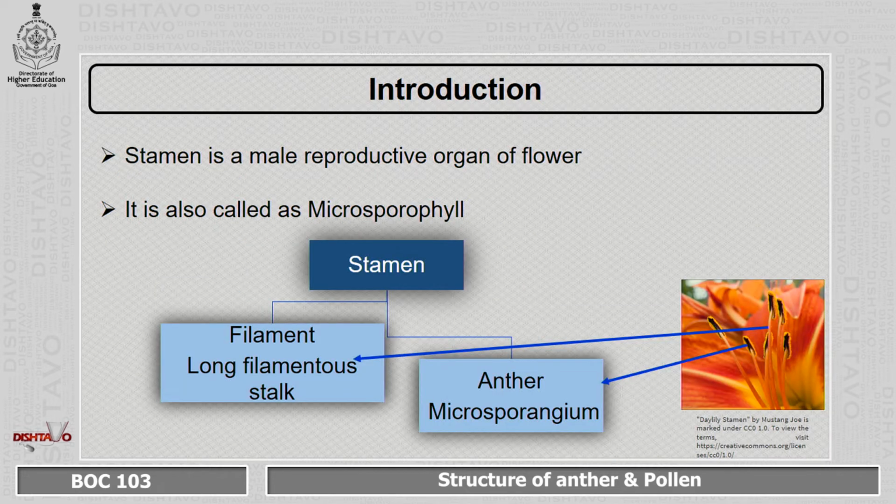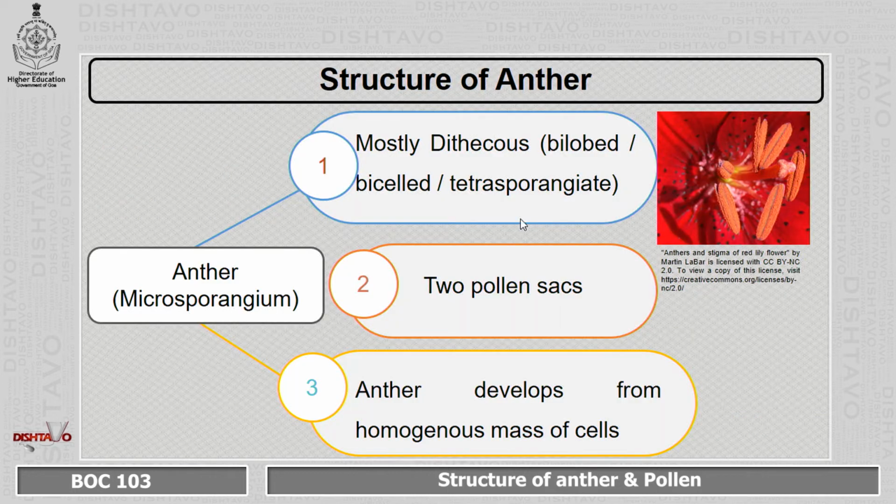Coming to the introduction. Stamen is a male reproductive organ of a flower. It is also called as microsporophyll. In this picture, you can see that the topmost region is labeled as anther, whereas the stalk region is referred to as filament. So, stamen is made up of anther and filament, contributing to the male reproductive organ of a flower, which is also referred to as a microsporophyll.